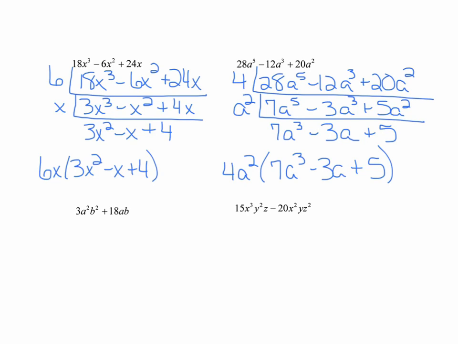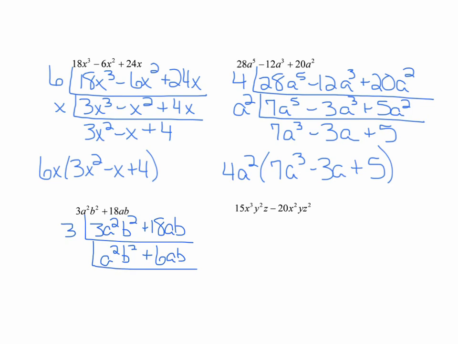Okay? Now, what happens when there's more than one variable? Well, exactly the same thing. So, let me do this one with you. 3a squared b squared plus 18ab. When I look at my numbers, 3 goes into 3 and 18. I'm left with a squared b squared plus 6ab.